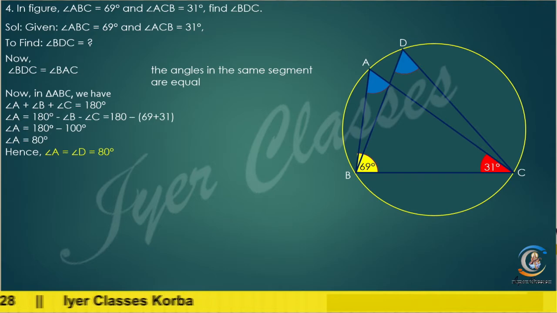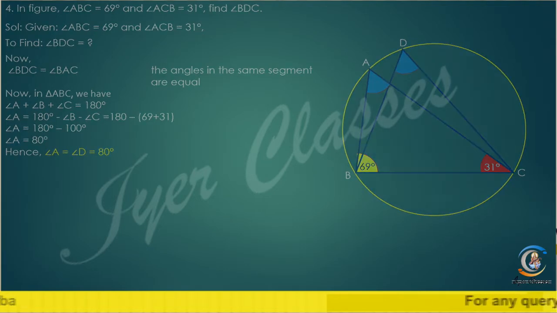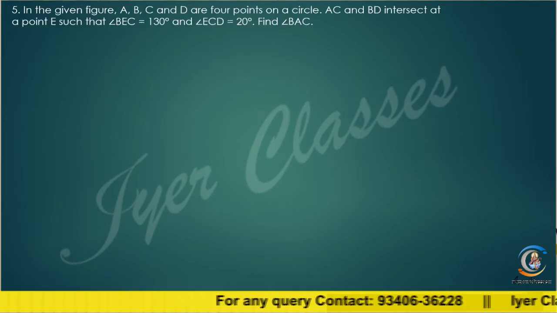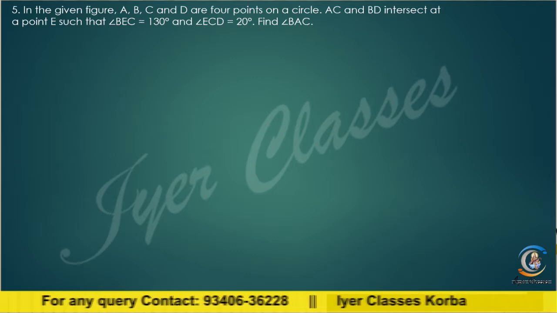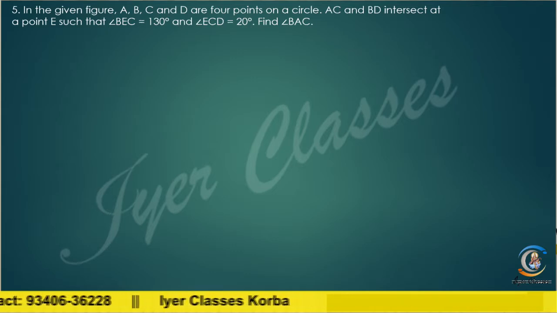Okay, hope you understood, right? This is a very easy problem. Fifth question, what does it say? It says that in the given figure, A, B, C and D are 4 points on a circle.